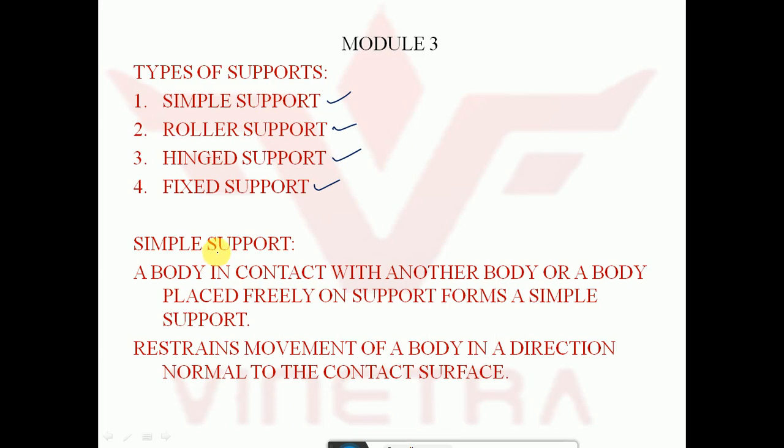Next is the simple support. What is a simple support? A body in contact with another body, or a body placed freely on a support, forms a simple support. The next point is that it restrains movement. There is a difference between movement and motion.